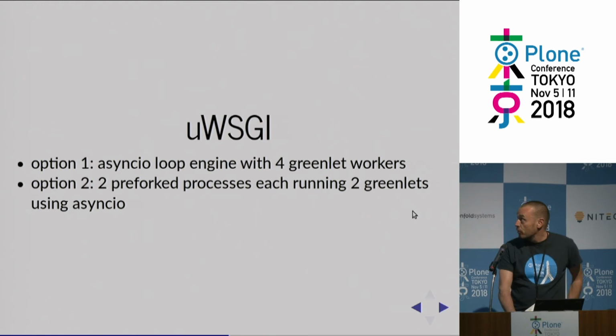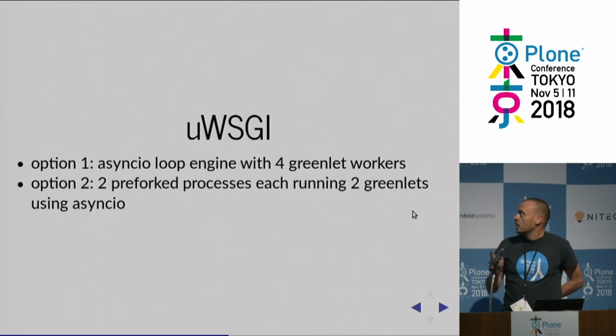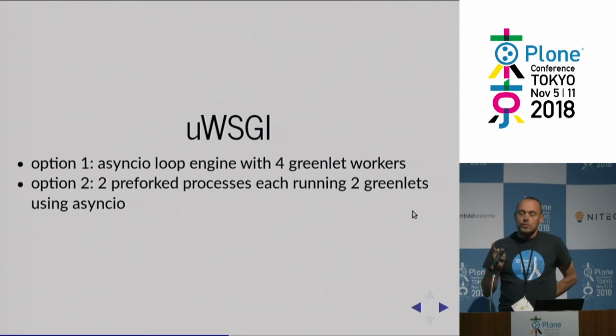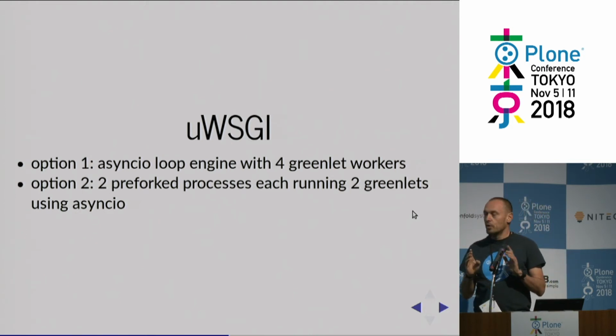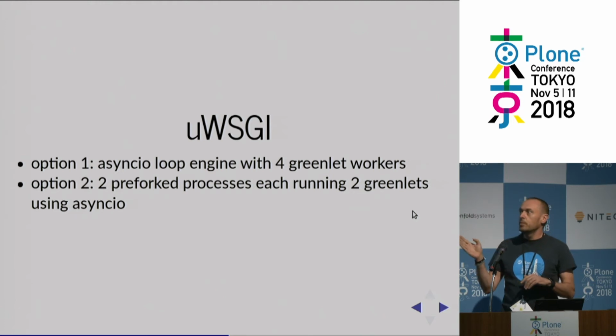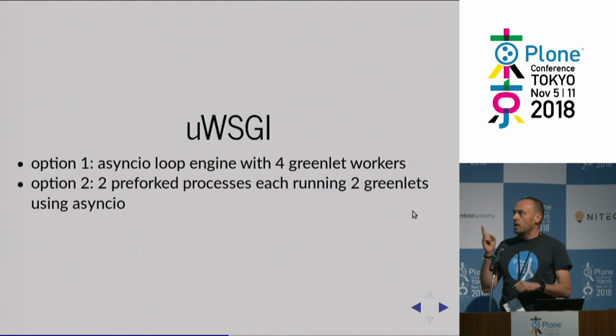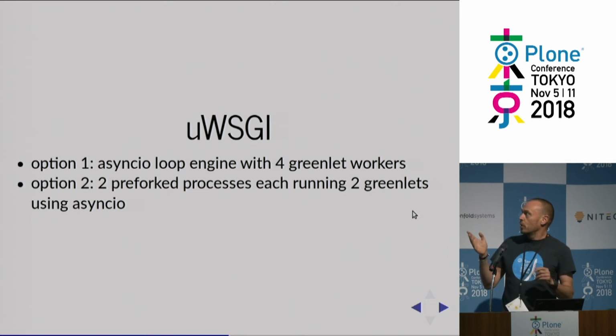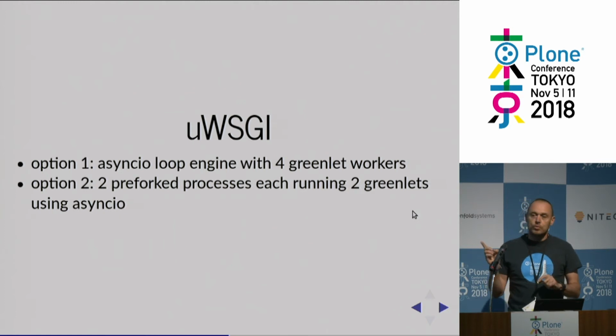Then I tested 2 configurations for uWSGI. One using the asyncio loop engine with 4 greenlet workers. And uWSGI also supports pre-forked processes. And because I'm having a Vagrant VM with 2 CPUs, I thought it's maybe good to have processes instead of threads. So I went for a hybrid setup with 2 pre-forked processes, each running 2 greenlet threads.